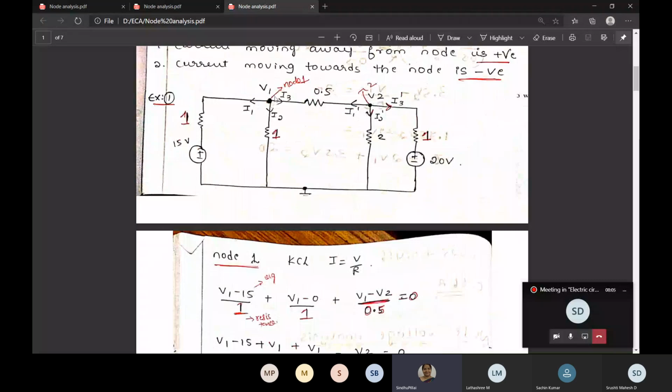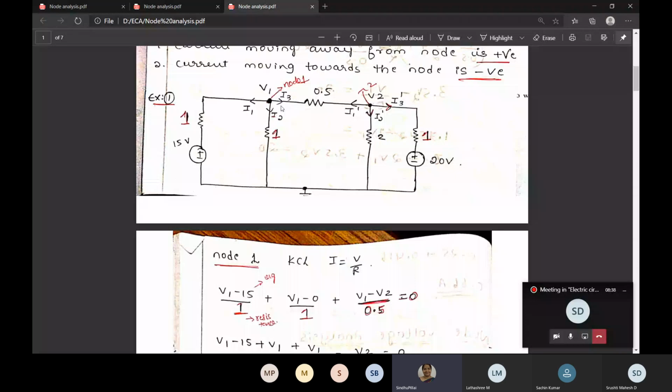So we'll go with node 1. V1 has 3 branches, so it has 3 currents also. This is our assumption: assume that the current is going away from the node. So we take 3 currents, I1, I2 and I3. All the currents are going away from the node. If the currents are going away from the node, by our assumption it is positive. So I1, I2, I3 are positive. For all these 3 branches, we have to write the current. What is the formula for current?